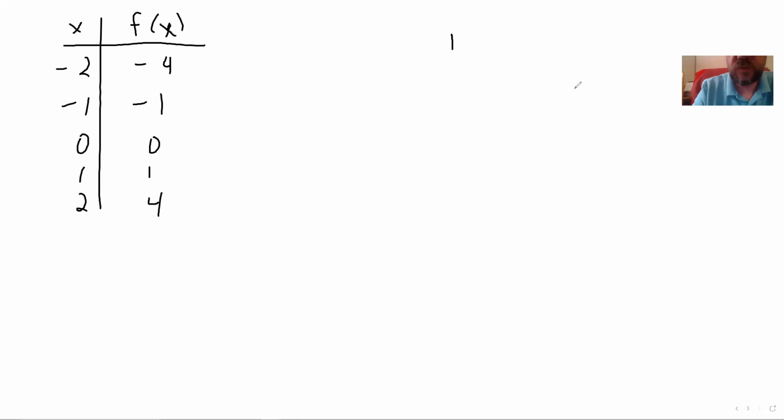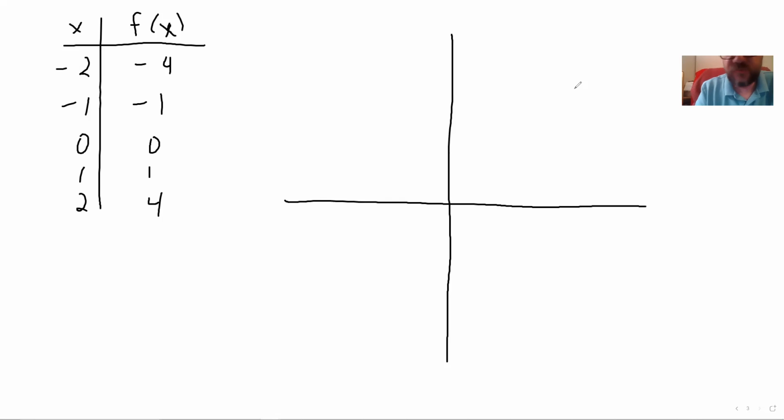Let's look at what this looks like when I graph it, and then we'll see what happens with the inverse. So I'll see if I can do a nice clean graph here. Hey, when I go slow, it comes out not too bad. Okay, so -2, -4, -1, -1, 0, 0, 1, 1, and 2, 4. All right, so I've got those on there.